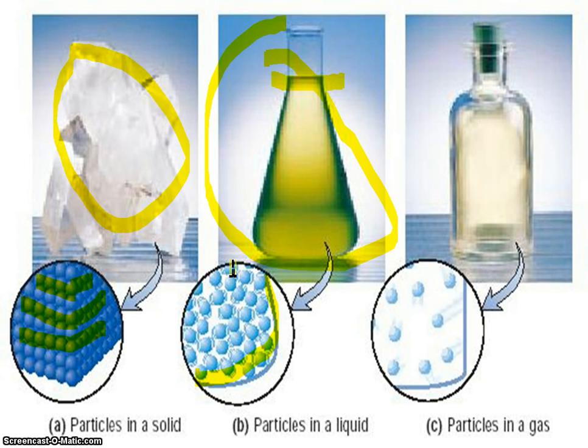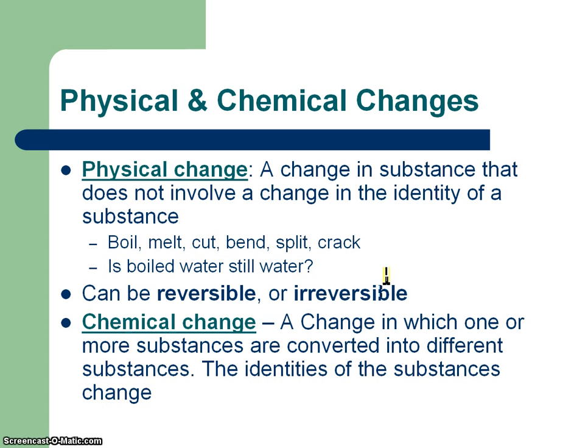Now, in a gas, particles have free range to move about the container they are in. They take the shape and volume of the container. Over here is the bottle, and they bounce off walls, they bounce off each other, and they just move about freely and flow over one another.